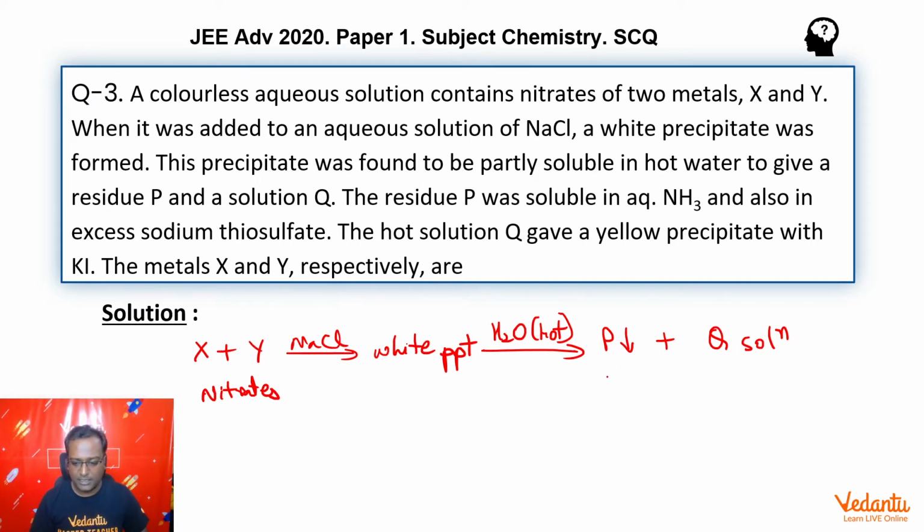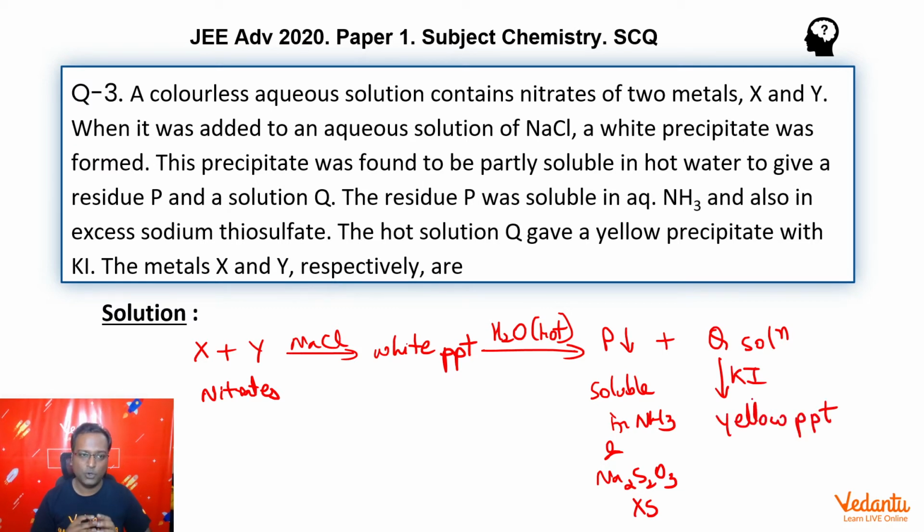P is soluble in ammonia, as well as in excess Na2S2O3 solution. And it says that Q, when reacted with KI, gives us a yellow precipitate.